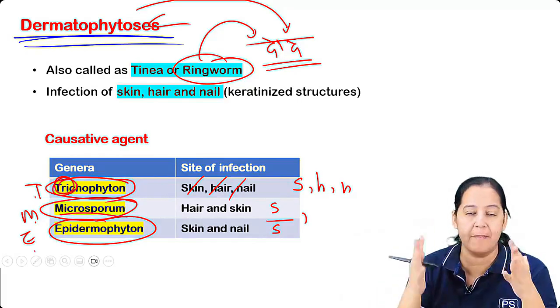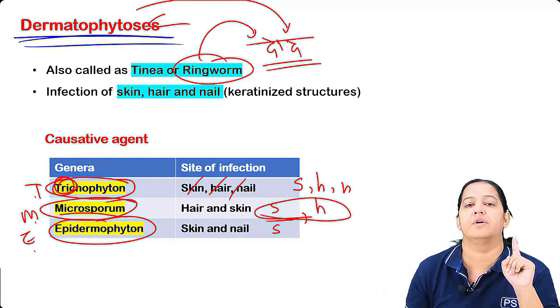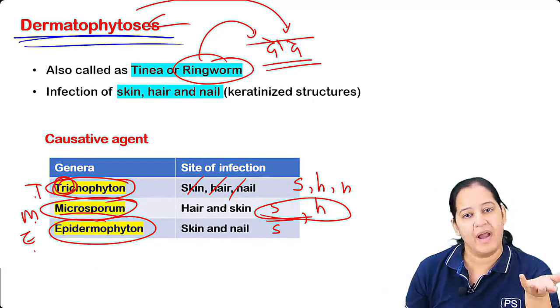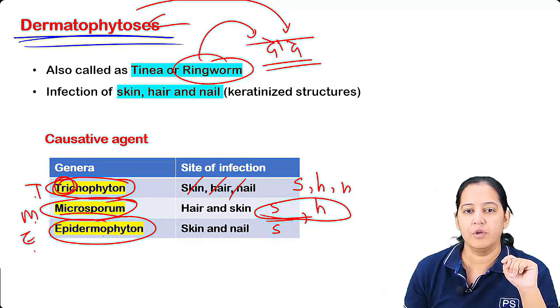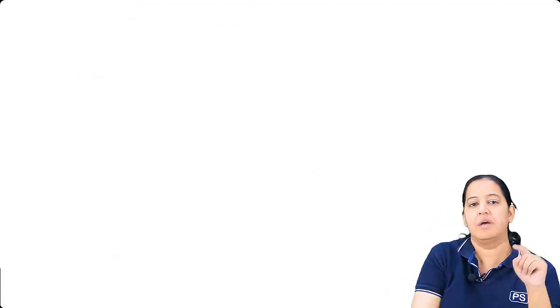Micro. So I remember, in micro, hair. So skin and hair, only skin and hair, because it is micro. And the third one, epidermophyton, you know, skin and nail. So I learned the three causative agents I'm teaching you.